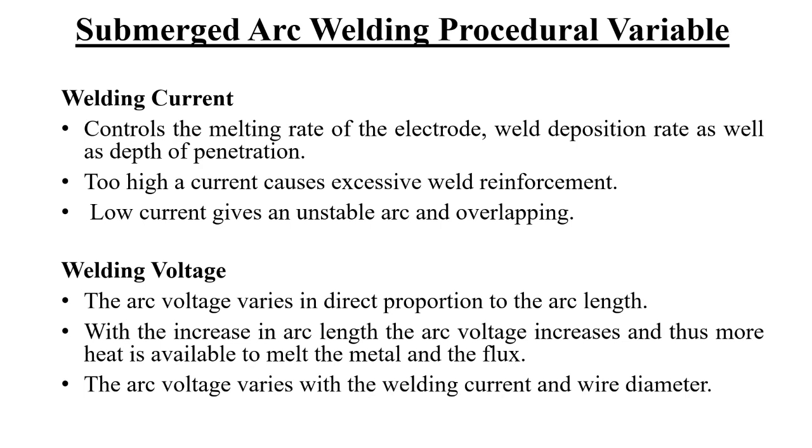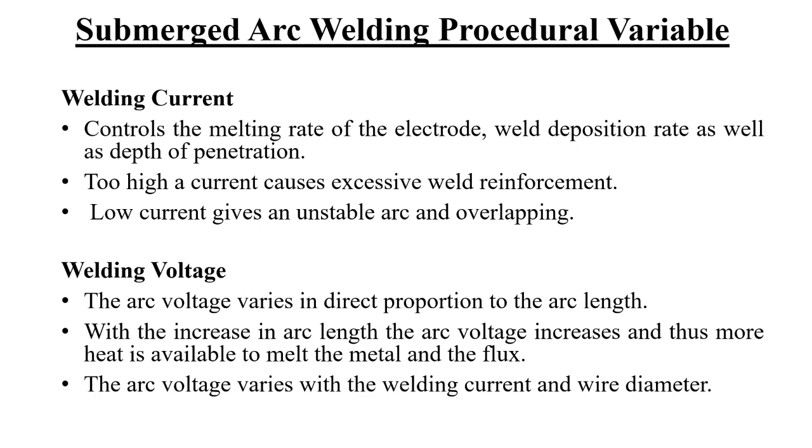Submerged arc welding procedural variables: welding current, welding voltage, and heat input rate. Welding current controls the melting rate of the electrode, the weld deposition rate, as well as the depth of penetration. Too high a current causes excessive weld reinforcement. Low current gives an unstable arc and overlapping.